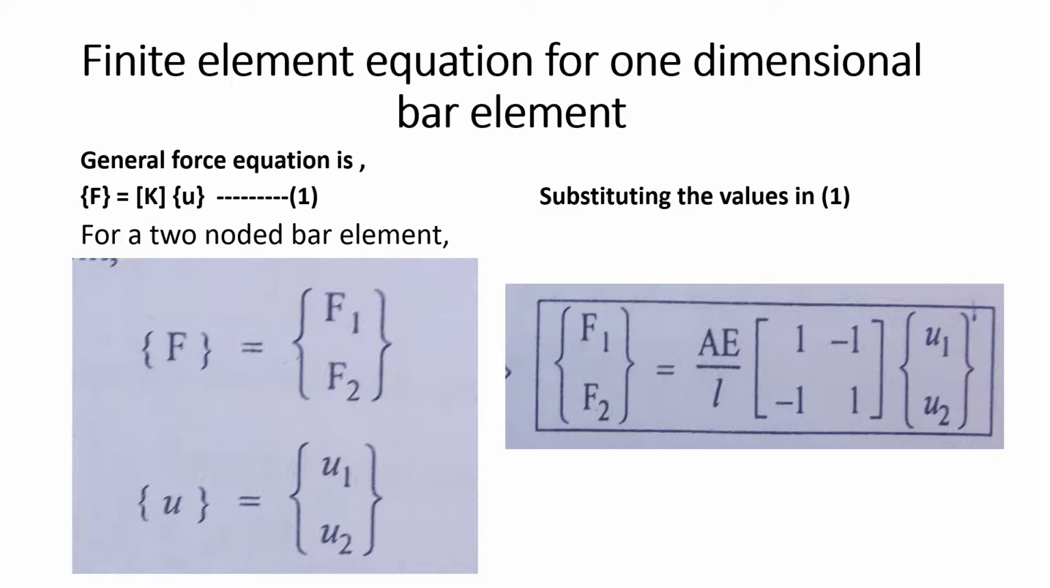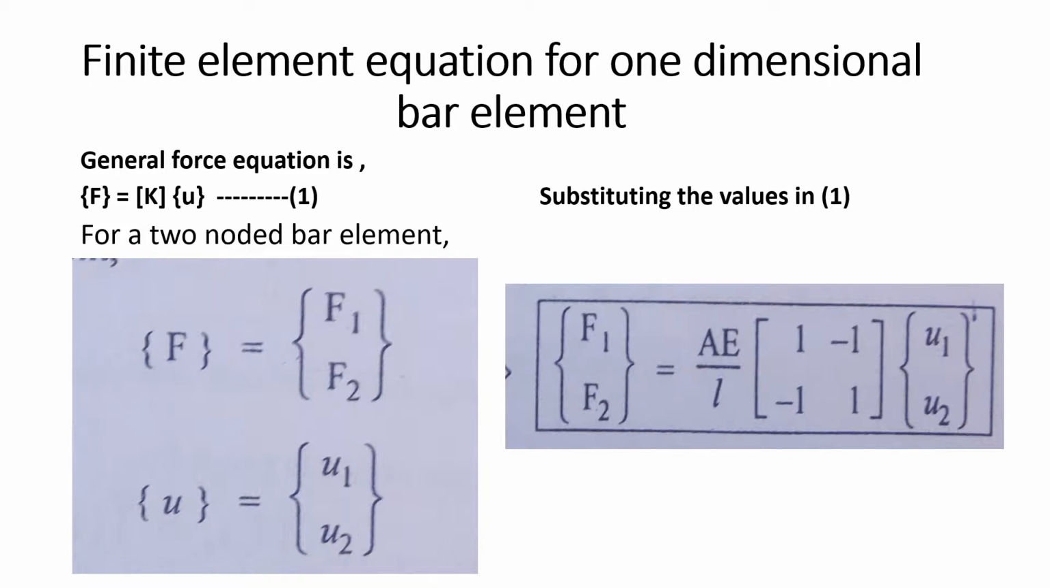Next we will see the finite element equation for one-dimensional bar element. The equation is very important. The equation is derived from the general force equation that we have seen earlier, F is equal to K into U. That is given as equation number 1 here, where F is the force matrix, K is the stiffness matrix, U is the displacement matrix. K is a square matrix, F and U are column matrices, or they are vectors.